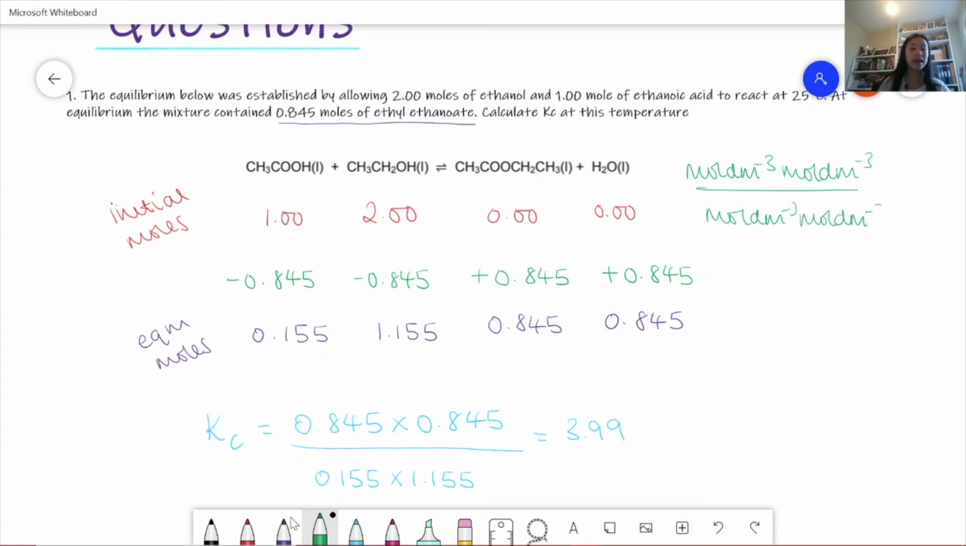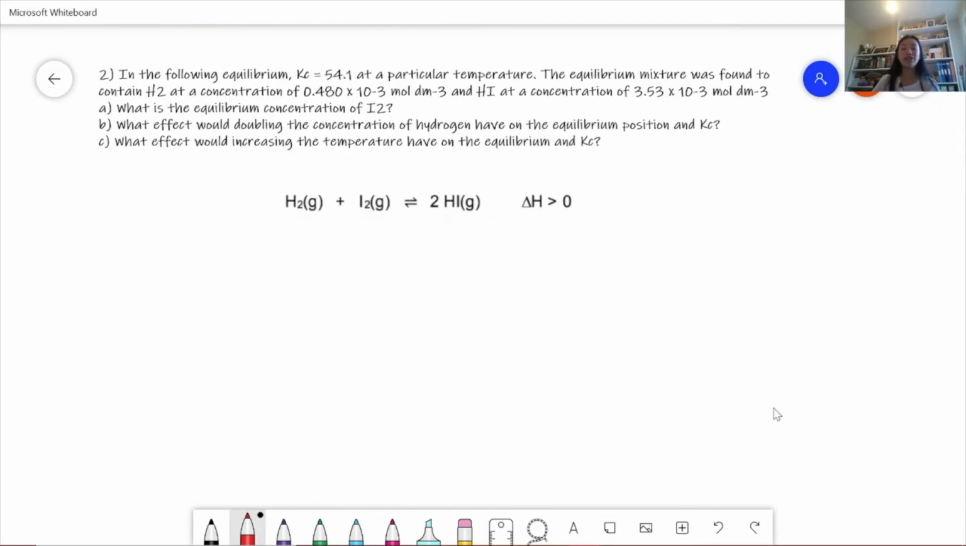So that means that everything cancels out. So there are no units again for this question. This question is slightly different because we're actually given the Kc, but we're told to work out the equilibrium concentration of one of the reactants. Feel free to pause the video and try it out yourself first, or you can follow along.